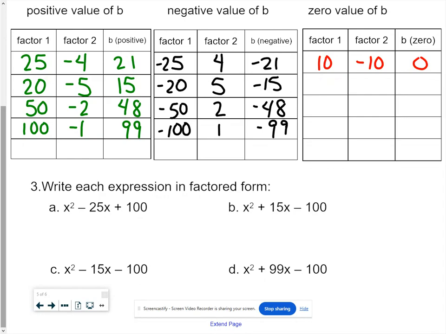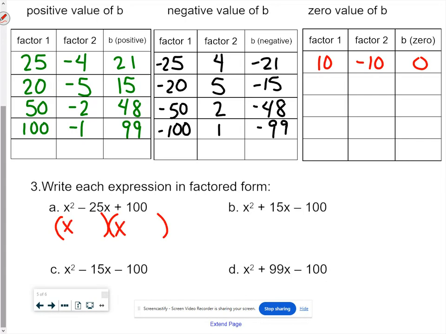The tables are going to help us because I want you to notice all of these have a 100 with them. Letter A gives a positive 100. That's not in these tables. That's in the last table that we did. But let's try to factor these.